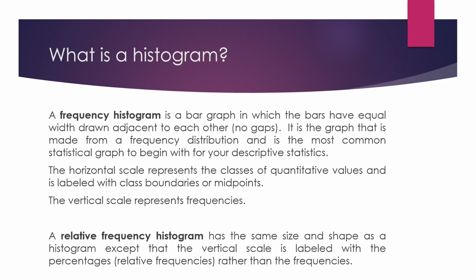The horizontal scale is going to be your classes, so the quantitative values that you have broken down, and they're typically labeled with their class boundaries and midpoints. One note that I want to make about this is that the class boundaries and midpoints are the technical way that they should be labeled. However, I don't think that this is the best way to label them so that your graph is easiest to read. So I will mention this in the upcoming slides. The vertical scale for a frequency histogram is going to represent their frequencies or counts.